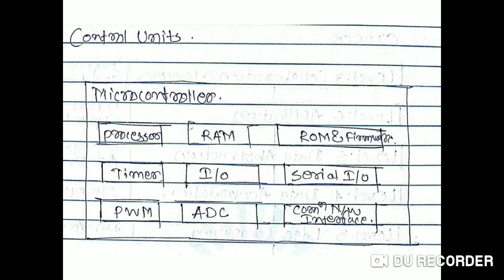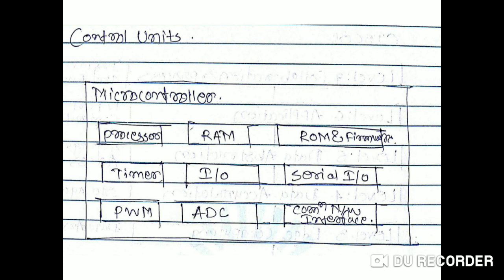Next is the hardware part of IoT. Basically, it requires a microcontroller. With the microcontroller, we have some pre-embedded blocks such as the processor that processes the data. Then we have a RAM. RAM is used to store the data. Next is ROM and firmware. Here we store the programs, instructions, etc. Then we have a timer. So events and overflow can be detected with the help of the timer.